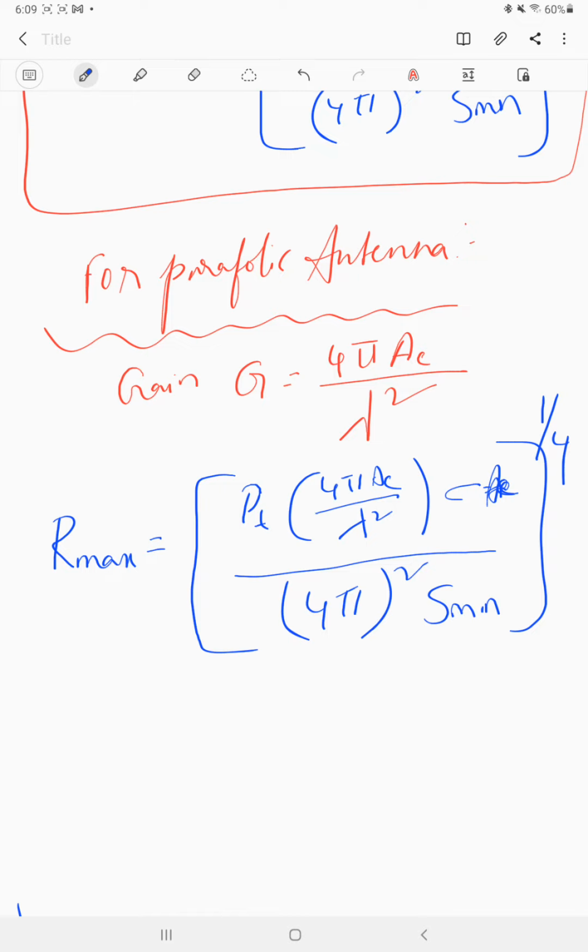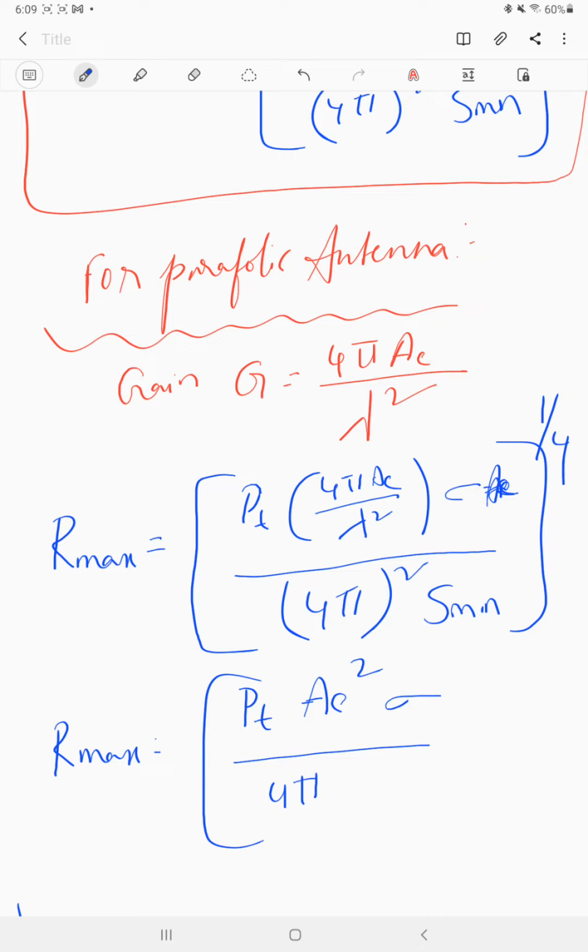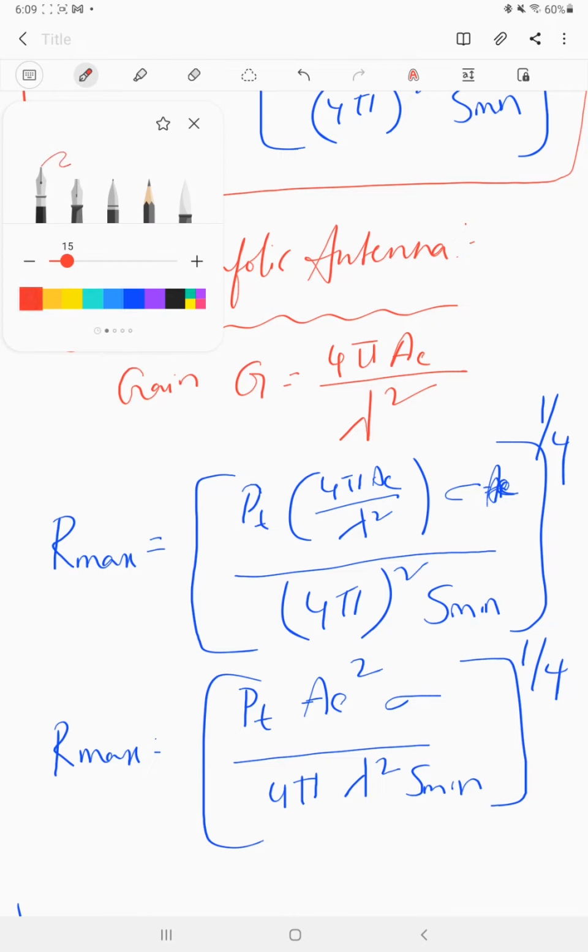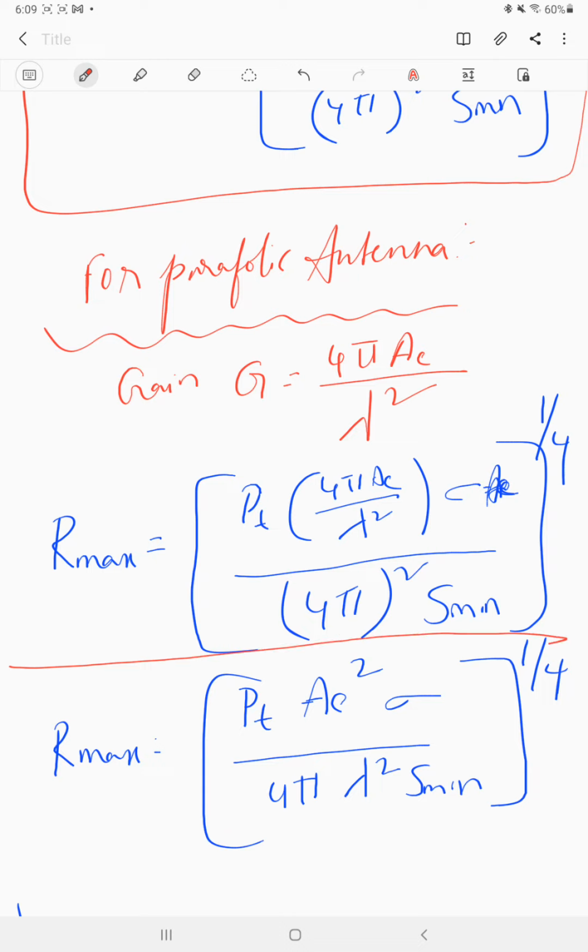Okay, here 4 pi and 4 pi cancel, then the equation we get is R max is equal to PT AE square sigma by 4 pi lambda square S minimum, whole power 1 by 4. This is the radar range equation.